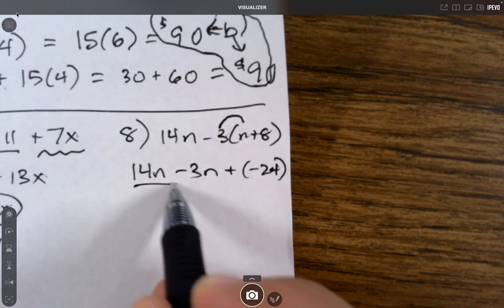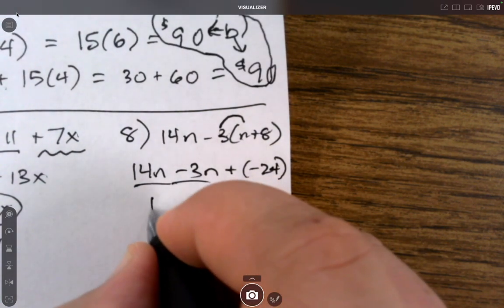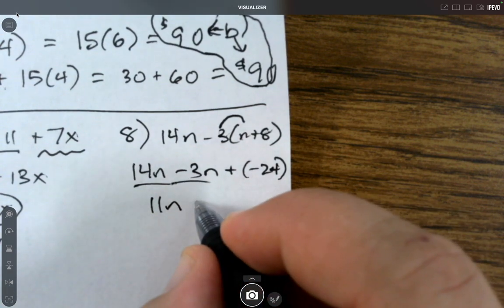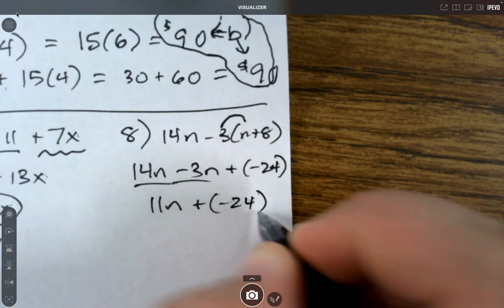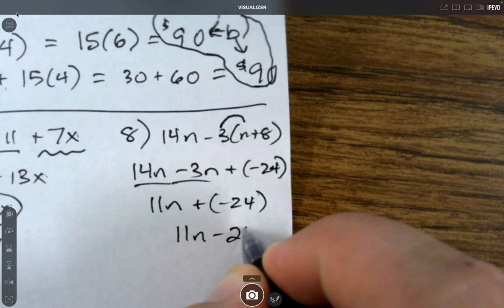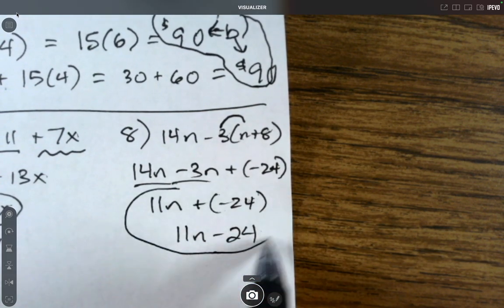These two are like terms. 14 minus 3 is 11, so that's 11n. And you can write this as plus negative 24, or you can write it as minus 24. They're both the same, so either one is fine.